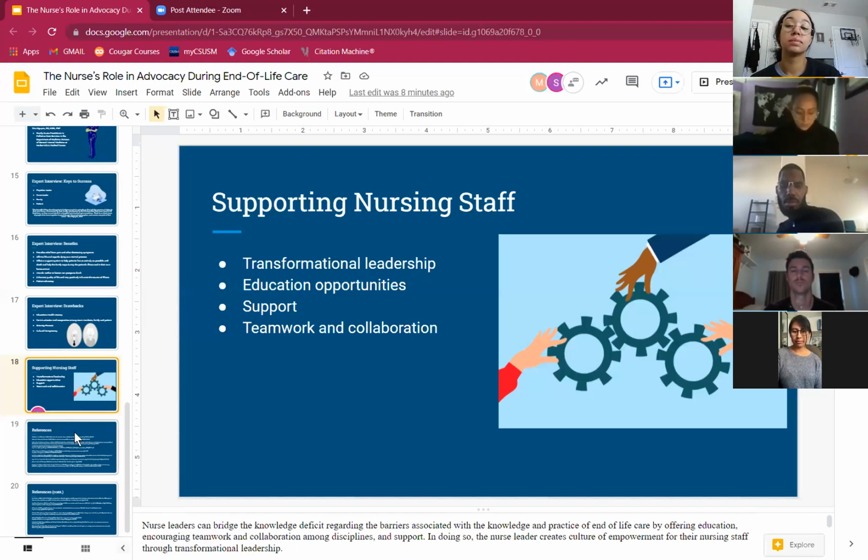Lastly, through teamwork and collaboration, end-of-life care is a team effort to provide the best quality of care for the patient. When the nurse leader encourages collaboration amongst other disciplines, it improves the way the nurse and other disciplines communicate with one another. Improvement in communication amongst the team will eliminate misunderstandings that can occur amongst the family and patient care, their wishes, concerns, and current health status.